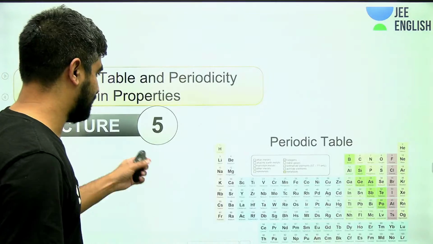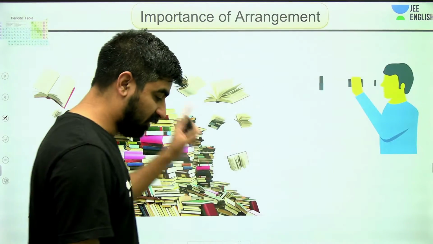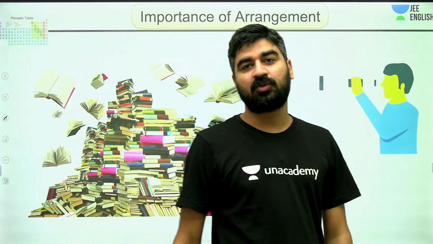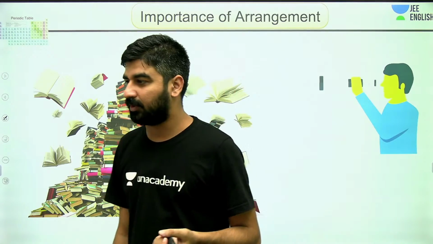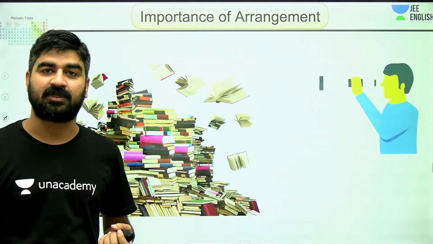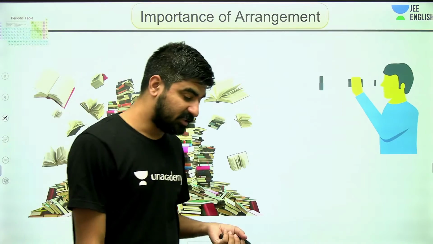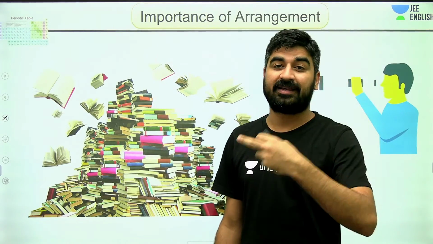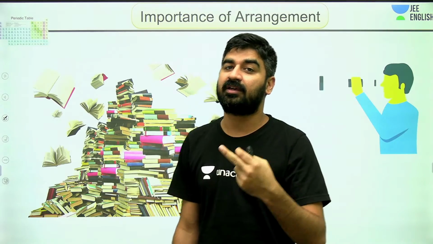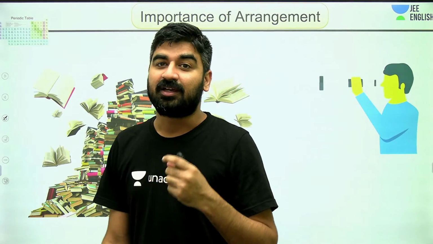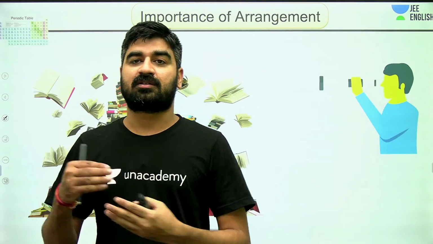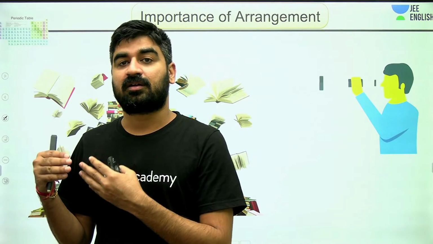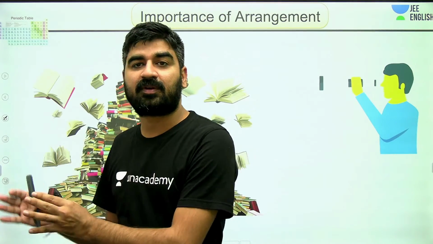So now let's start. In the previous class, I told you the importance of the periodic table, or the arrangement. When you are arranging something in a proper pattern, then it becomes easy to utilize it. Like I gave you an example of a library in which books of various subjects, science, fiction, history, geography, all have different sections.